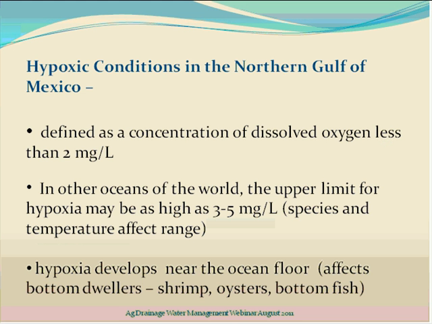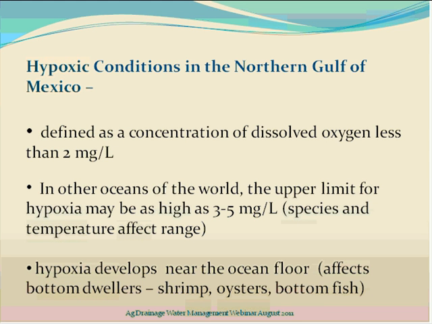The scientists have defined hypoxic conditions in the northern Gulf of Mexico as a concentration of oxygen that is less than 2 milligrams per liter. Now, in other oceans of the world, that limit may be different. It could be 3 to 5 milligrams per liter, but it's low oxygen. It's not near saturation. So in the Gulf of Mexico, it's identified due to species type, and it is a kind of a temperature-dependent thing, too, because as your temperature changes, the need for oxygen by the organisms changes.